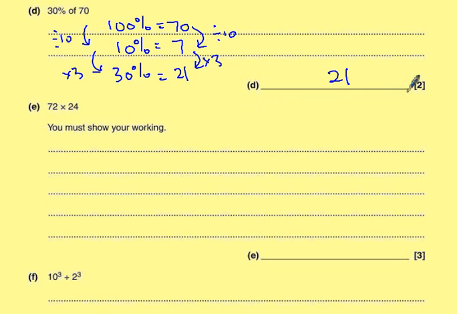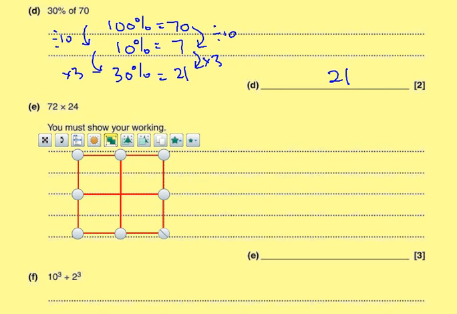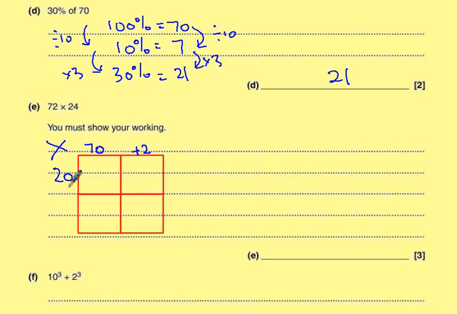So part E, it says work out 72 times 24. You must show your working. Now, I'm going to do this with grid multiplication, because I feel it's the most simple and easy method to show how to multiply two two-digit numbers together. So we're going to get 70 plus 2 to make 72, multiplied by 20 plus 4.